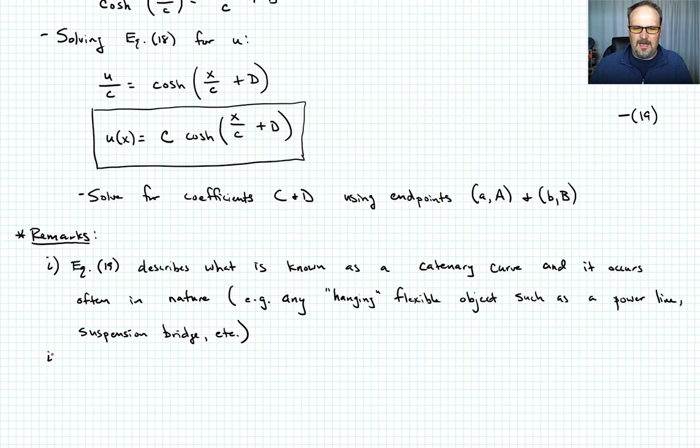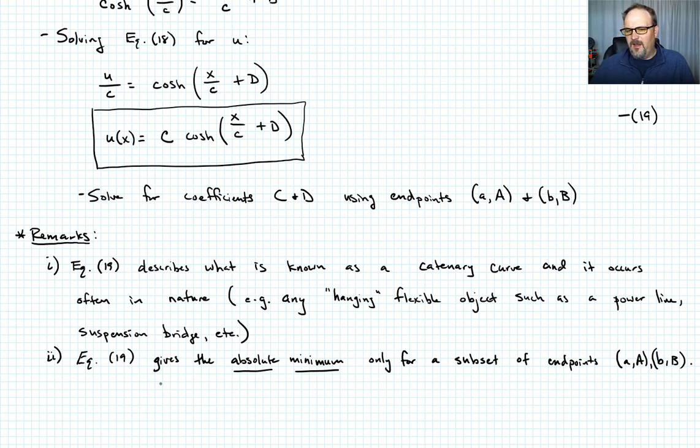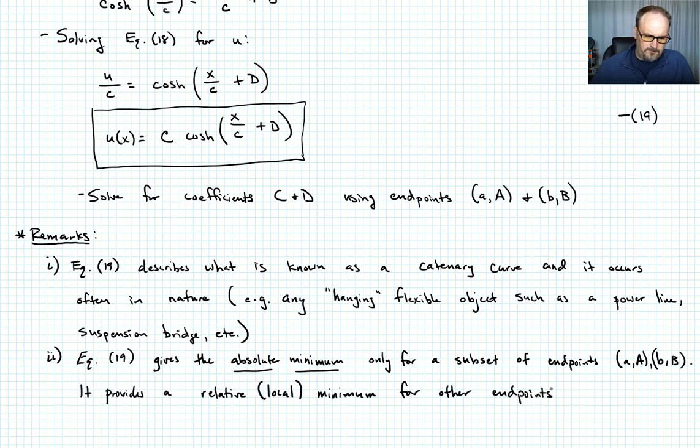Something to be aware of. If you remember, I did a little bit of sleight of hand. I didn't put absolute values on. I made some other assumptions as we were moving through here. When I multiplied and divided through, I assumed that those values weren't 0. Those kinds of things. So equation 19 is an absolute minimum only for a certain set of conditions with capital A and capital B. It can also provide a relative minimum for other endpoint conditions. And for certain conditions, it cannot actually be a solution at all.